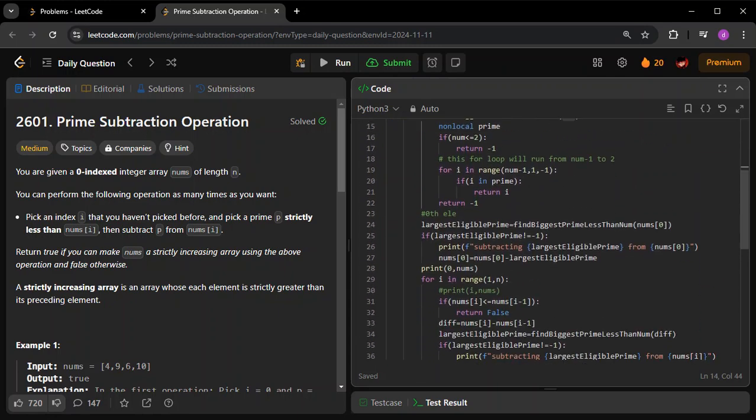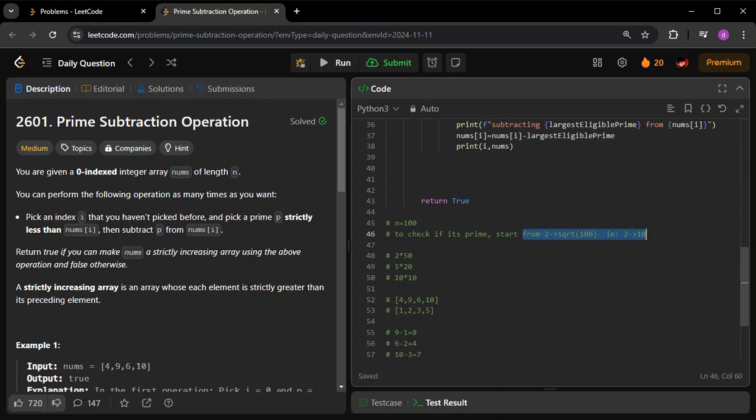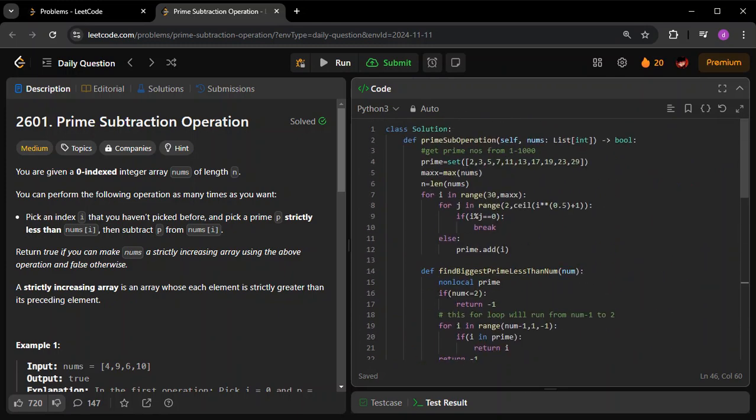And here also I'm using the optimal approach only. This is going to be the most optimal approach. You can search about it on the internet, you will get this approach. Here we are going from 2 till the square root of that number to check whether the number is prime or not, so to find its factors. So yeah, friend, that was all for today.